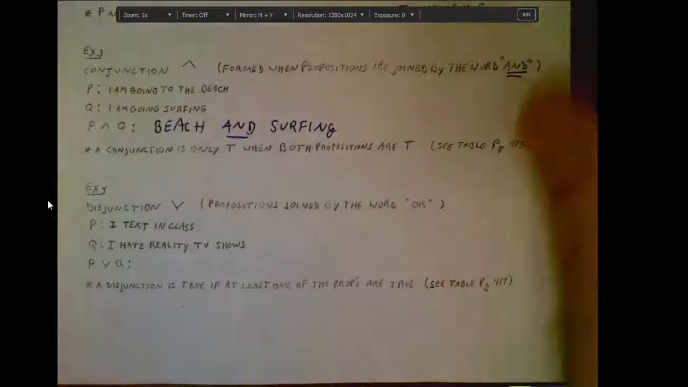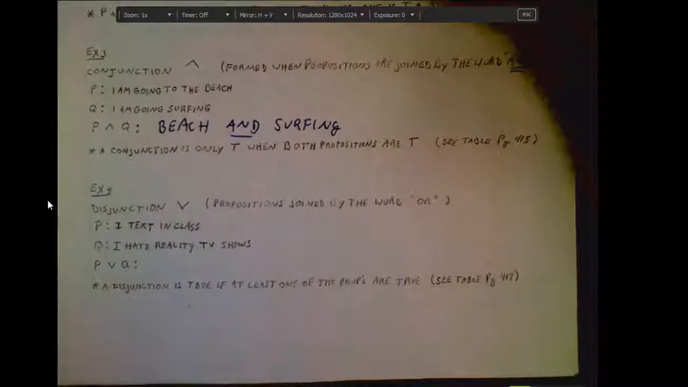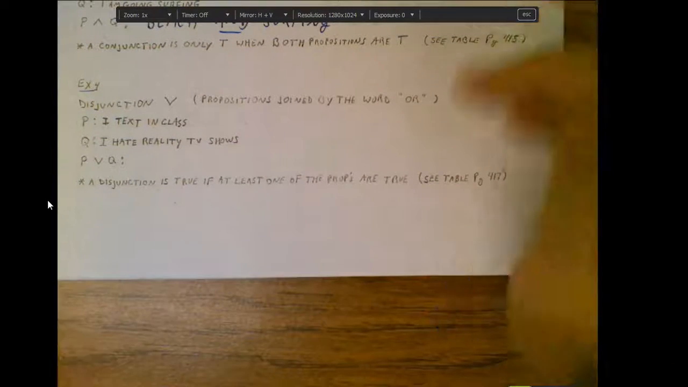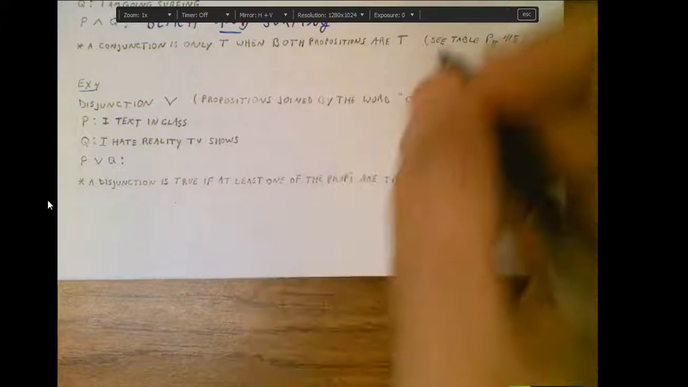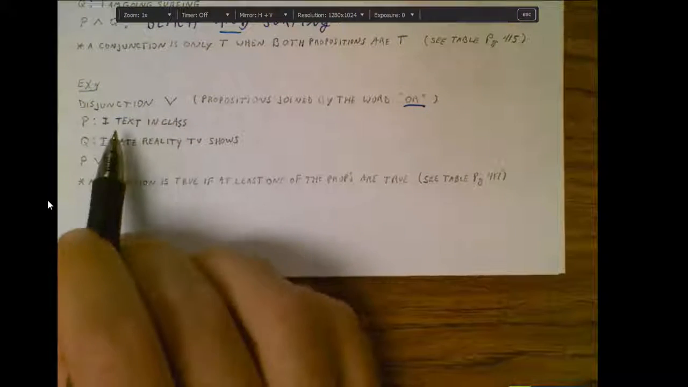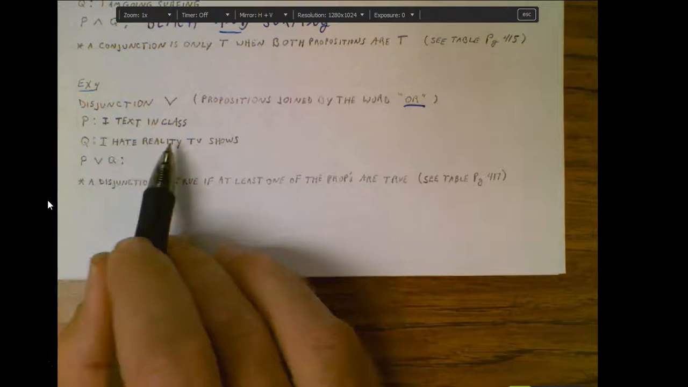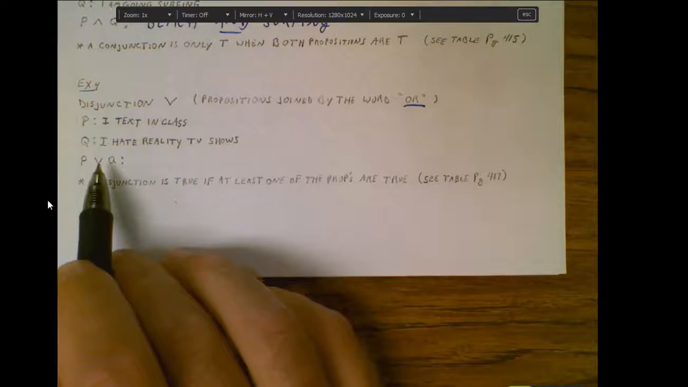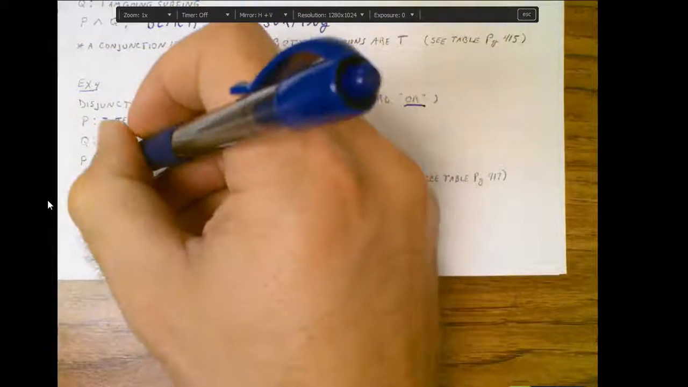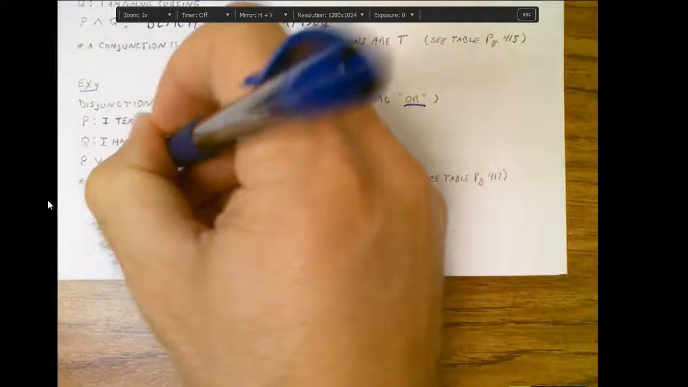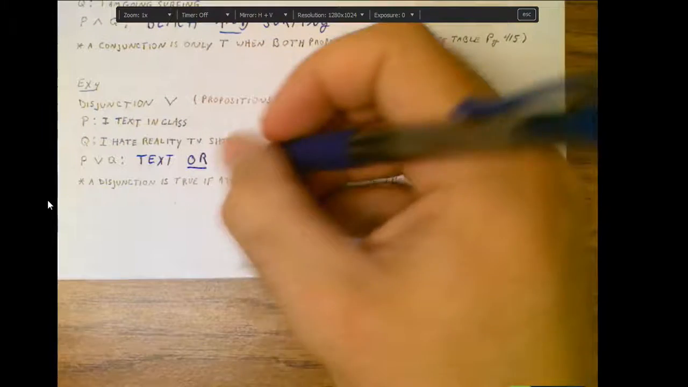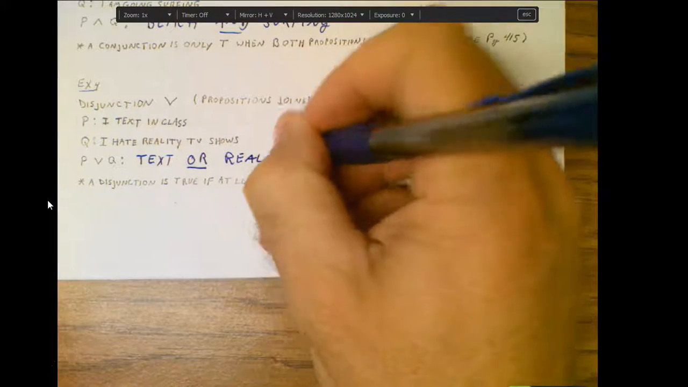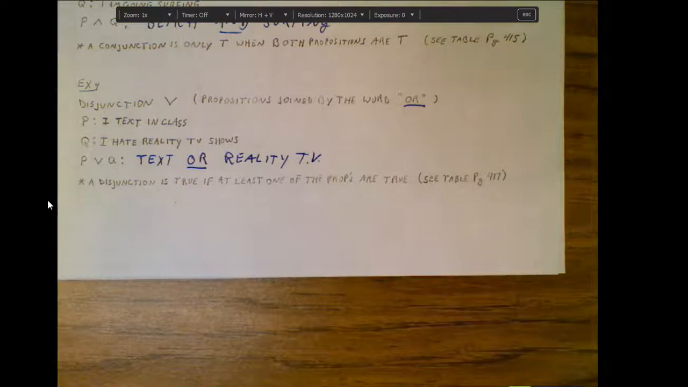So moving back here to example 4. In example 3, we talked about the idea of conjunction with the word and. In example 4, we now have disjunction, and this goes with the word or. So I text in class, or I hate reality TV shows. And so if I'm going to combine two statements with a disjunction, we simply throw in the word or. So I text in class, or I hate reality TV shows. So that would be our disjunction.